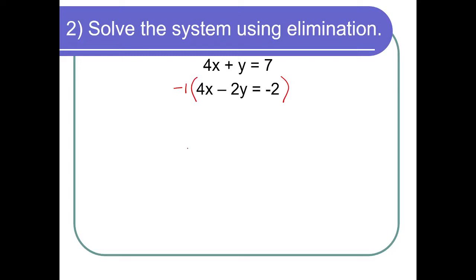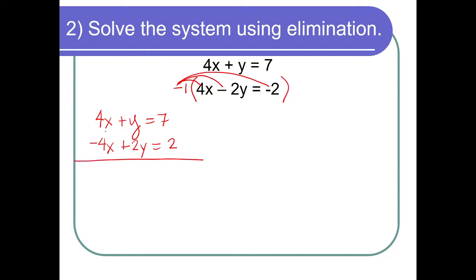Para, if I'm gonna copy equation 1, it is 4x plus y equals 7. If I'm gonna multiply -1 over equation number 2, distribute the negative sign. That becomes -4x. This becomes positive 2y. And this becomes positive 2. Look at our equation now. It contains opposites, just like what I mentioned a while ago.